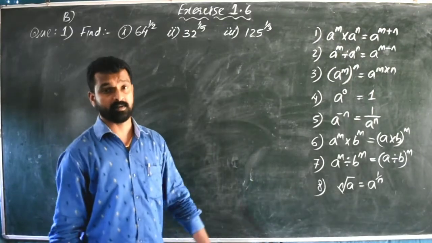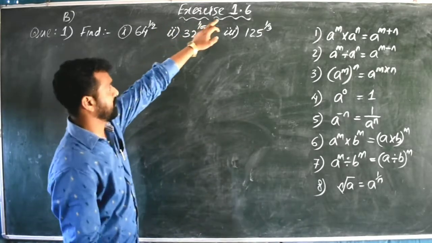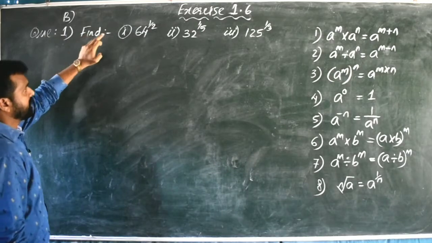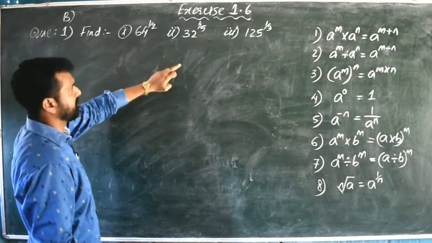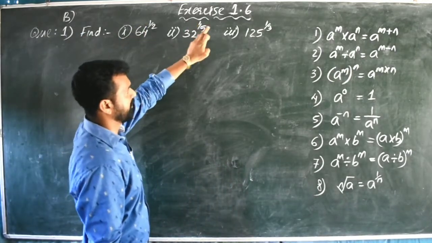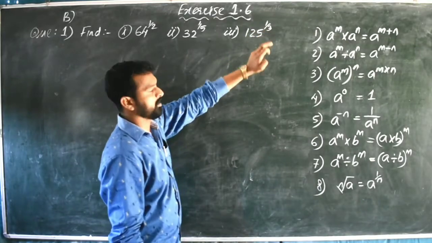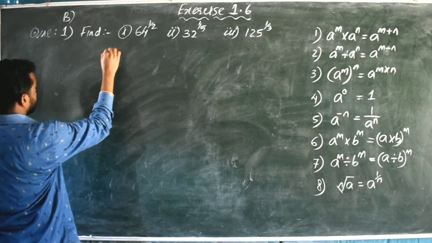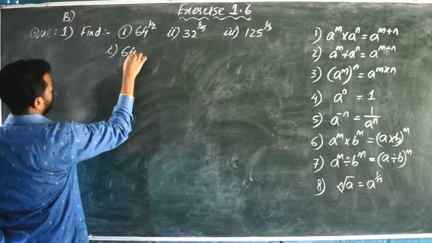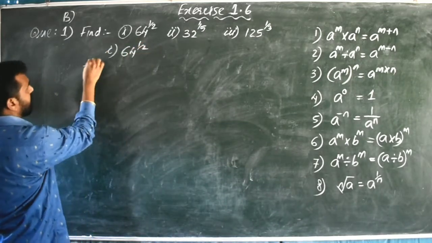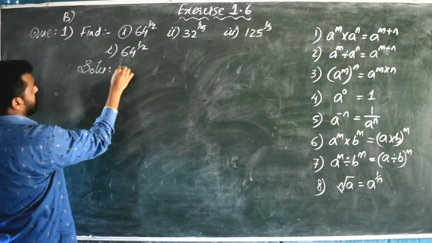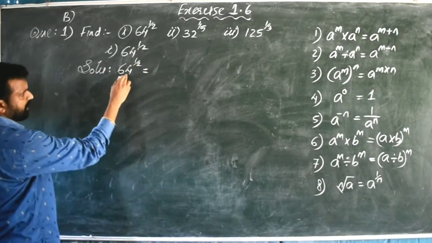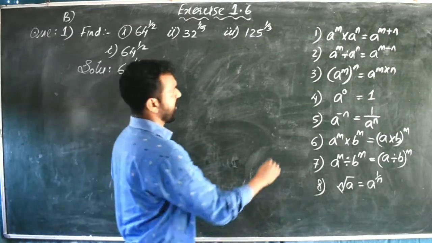Exercise 1.6, question number 1. Find 64 raised to 1 by 2, 32 raised to 1 by 5, 125 raised to 1 by 3. Question number 1: 64 raised to 1 by 2 is equal to, first we have to factorize 64.